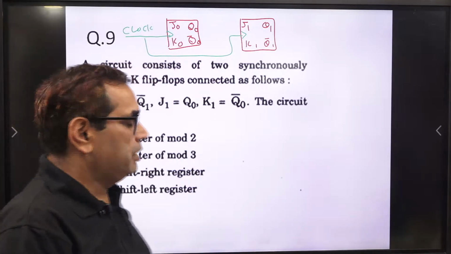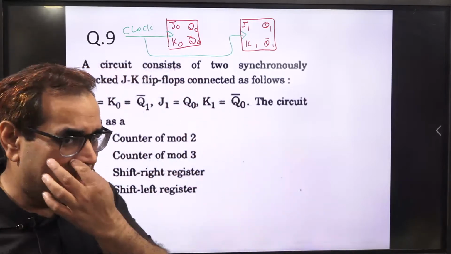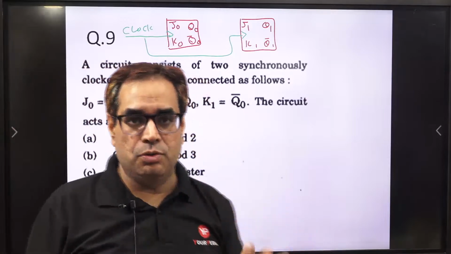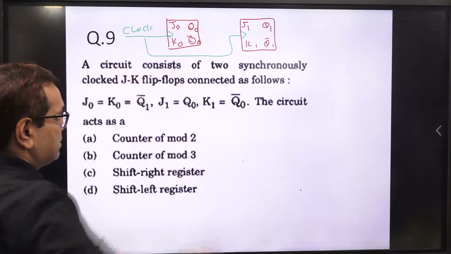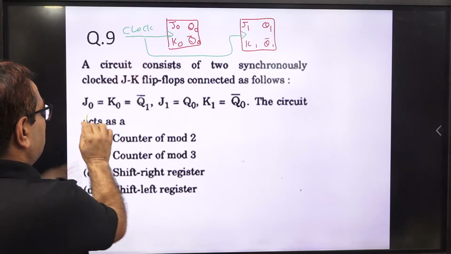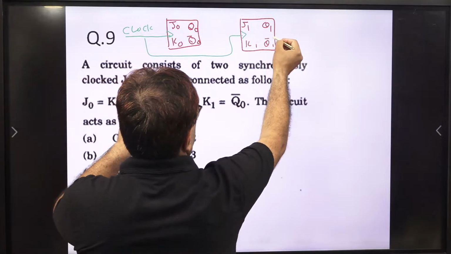In the exam, to solve this question, I need not draw the circuit. I'm just drawing the circuit to explain the concept. Otherwise, we can solve it directly without making the complete circuit, right? So J0 is equal to K0 is equal to Q1 bar.